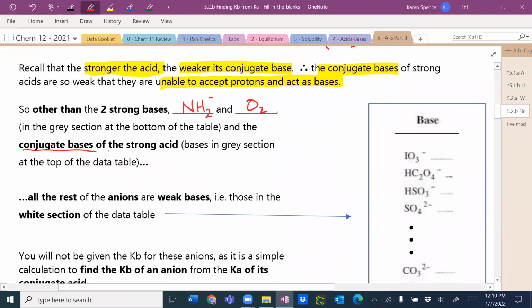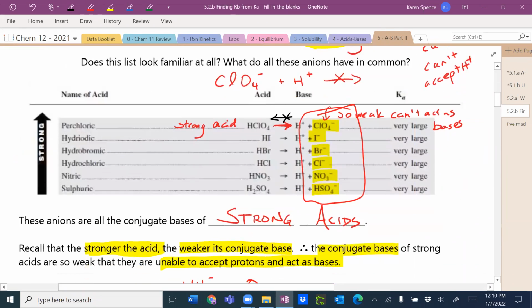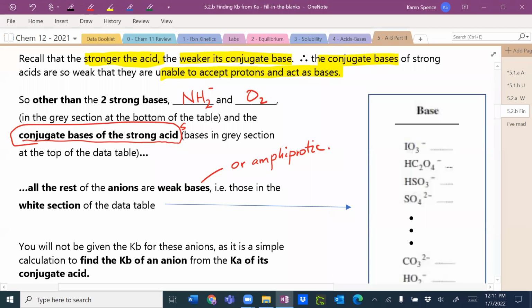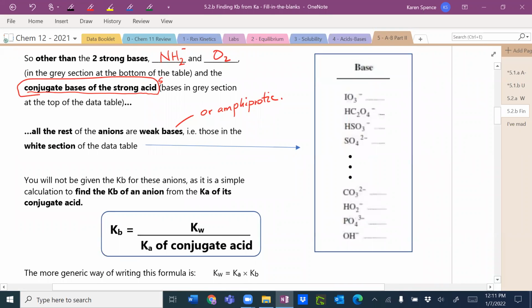And those conjugate bases of strong acids, those ones up here, are also in a gray area. All the rest of the anions are weak bases, or at least they're amphiprotic. In other words, those that are in the white section of the data table. So I tried to put some of it on here. I just put in a section of it, but obviously there's a whole lot more in between. It just wouldn't all fit on the page.